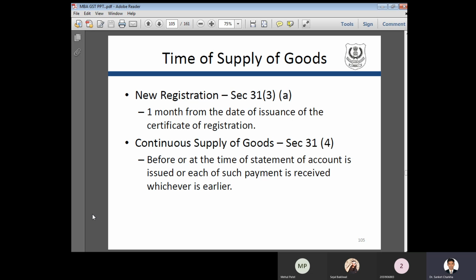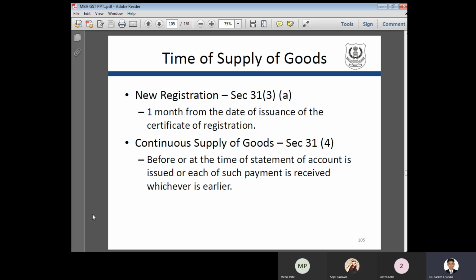Next, time of supply. So new registration, section 31(3)(a), it specifically defines what is the time of your supply and when the particular time of supply can be identified. First thing, 1 month from the date of issuance of the certificate of registration. So unless and until your threshold limit, we have seen that is 20 lakhs or 1 crore, if as early as possible your threshold limit is crossed, then whenever you register with the GST authorities, your time of supply starts. So within 1 month of duration, you have to start the issuance of the certificate. और जैसे ही आपको आपका certificate of registration मिल जाएगा, immediately your time of supply starts.